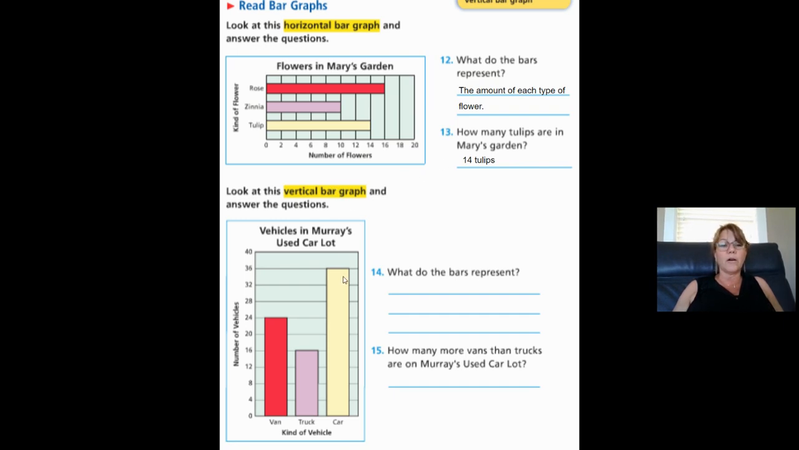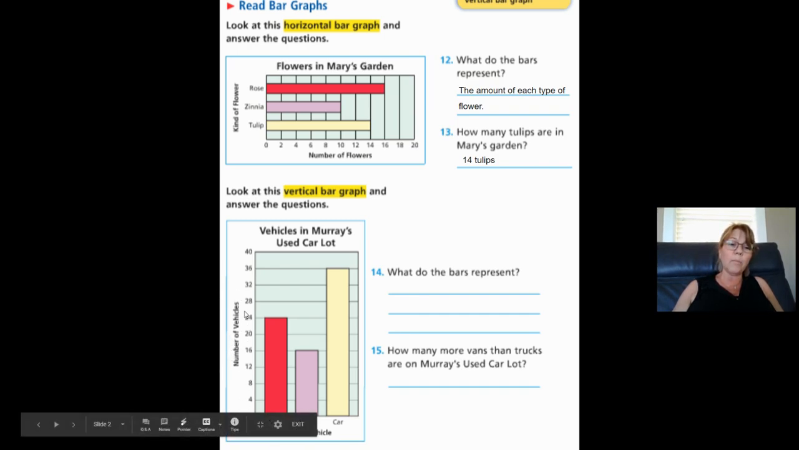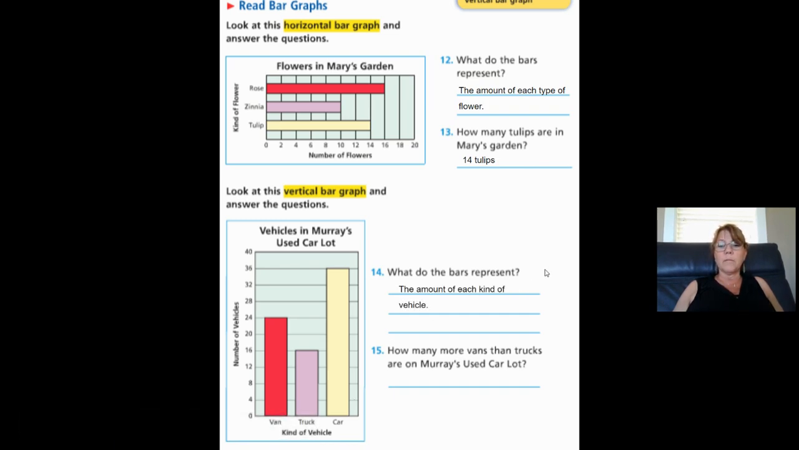Now, a vertical bar graph goes straight up and down, okay? We still have a title, Vehicles in Murray's Used Car Lot. And then here, this is the scale going up by 4 this time. And the kinds of vehicles are listed here. So what do the bars represent? The amount of each kind of vehicle, and the vehicles are vans, trucks, and cars.